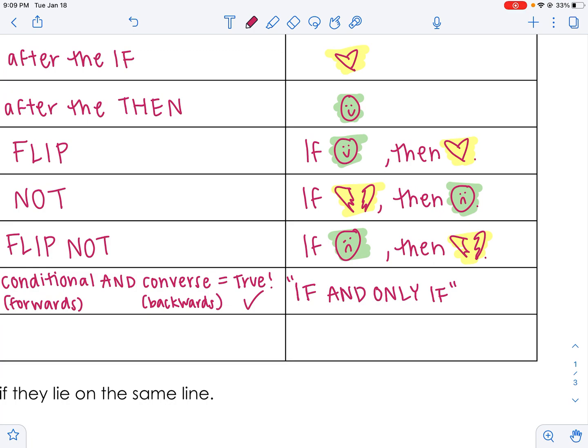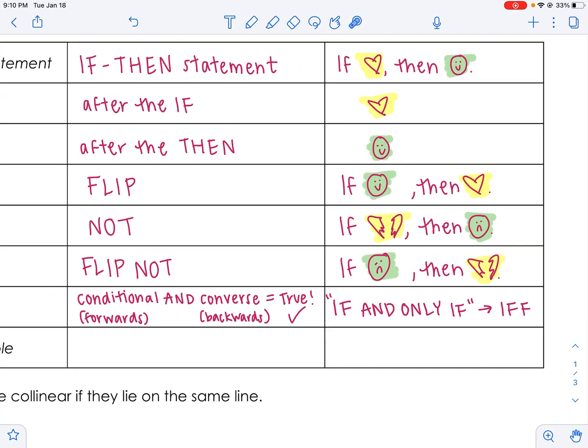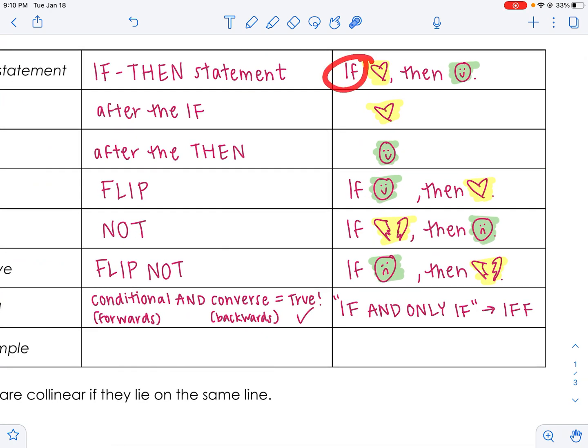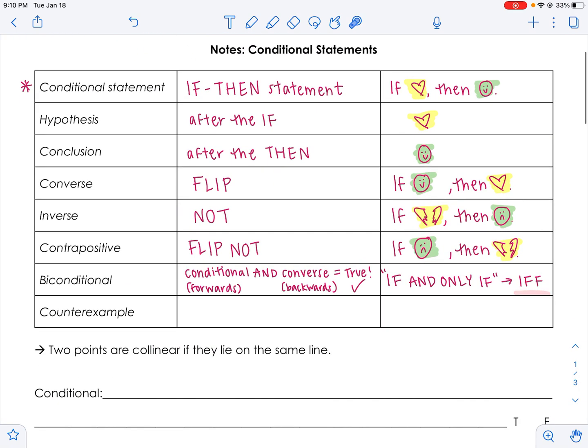And instead of writing that out, we would replace if and only if with IFF. So what you can do to write a biconditional is, if it all works out, you can just go back to your original conditional. Instead of if, you can do if and only if, but we'll do IFF for short, and you'll see that there in just a second. Now, if you can't write a biconditional, meaning that the statements aren't true, well, then it has to be false.